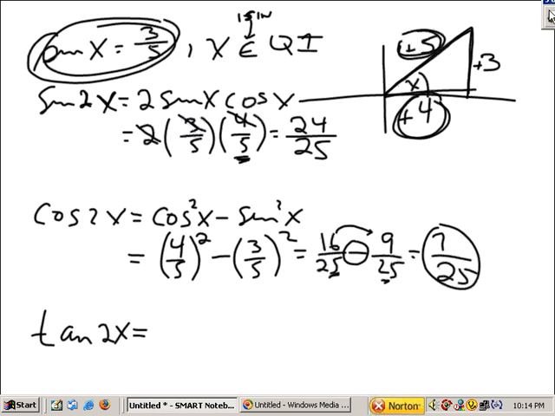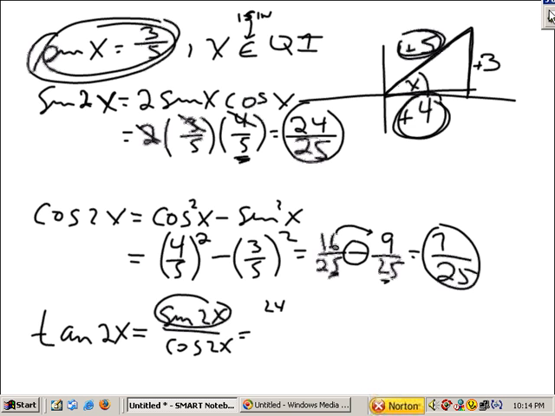The tangent, don't even dare use the formula at this point. That is the formula that we wrote down that had tangents in it. That is, tangent of 2x, whether you write this down or not, is this. But the nice thing is I know what sine 2x is. I just calculated it. It's 24 over 25. And I know what cosine of 2x is. I just calculated it. It's 7 over 25. Because I already did all the work.